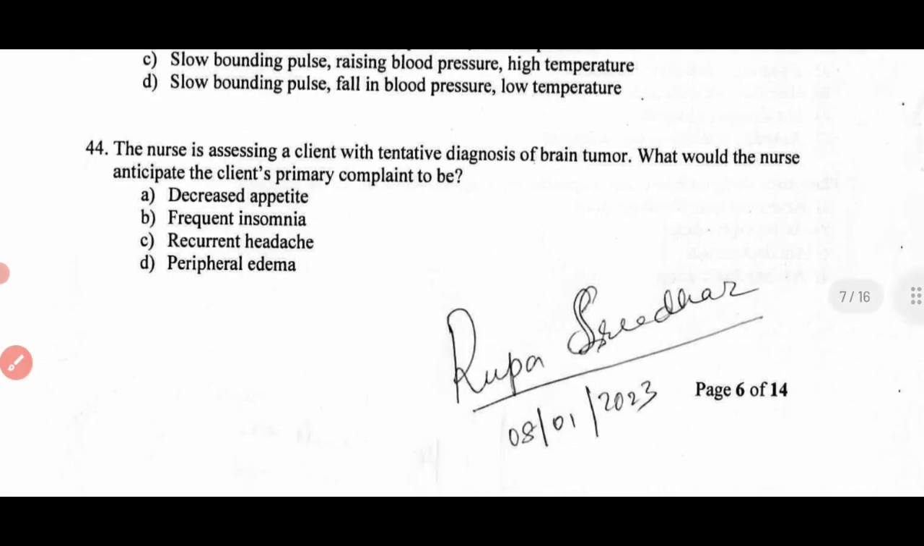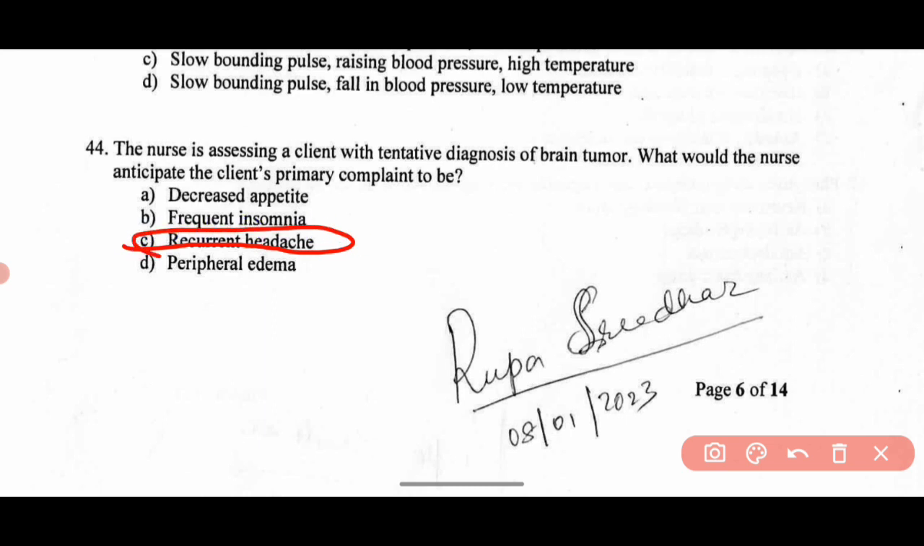The nurse is assessing a client with a tentative diagnosis of brain tumor. What would the nurse anticipate the client's primary complication will be? The primary complication will be severe headache. Direct question. Yes, recurrent headache will be there for the patient, because of the increase in intracranial pressure. In case of a brain tumor, because of the increase in the size of the tumor, the intracranial pressure is going to increase. If there is an increase in the intracranial pressure, the headache is going to be recurrent and severe.